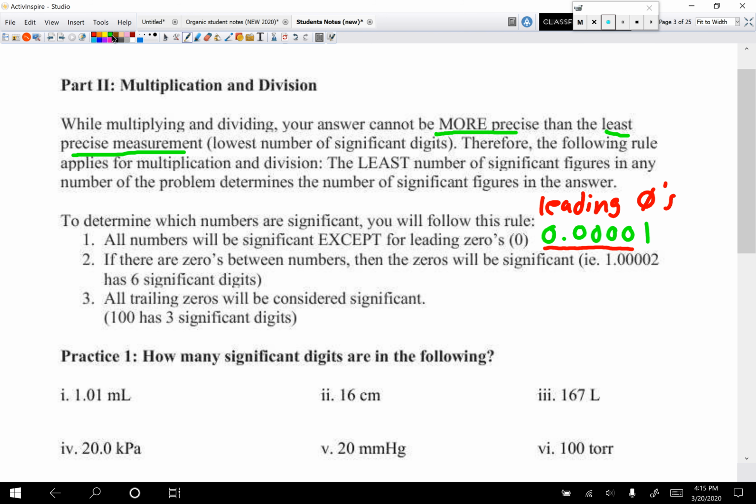However, if we look at number 2 here, if there are zeros between numbers, so basically if we have a zero sandwich, then the zeros will be considered significant. So in this example, we have 1, 2, 3, 4 zero sandwich in between two non-zero numbers of 1 and 2. So that means this one, this one, this one, this one, this one, and this one are all significant, or we have 6 significant digits. And finally, just for simplicity's sake, all trailing zeros are going to be considered significant. So for example, if you have 100, we're going to assume that it is an absolute value. So we have 3 digits, so 3 significant digits.